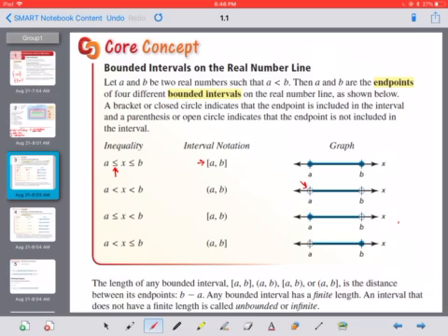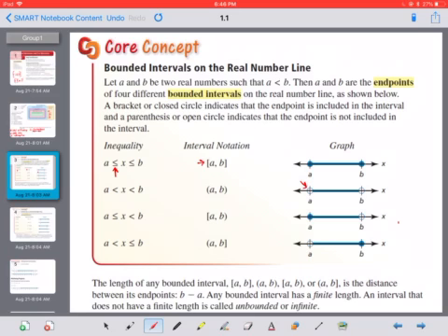So you put the starting point, if it can touch it, bracket. If it can't, parenthesis. Then the end point, and if you can touch it, bracket. If you can't, parenthesis. And you can even mix and match. Like you might be able to touch the starting point, but not the end point. You might be able to touch the end point, but not the start point. But all of those are bounded intervals.